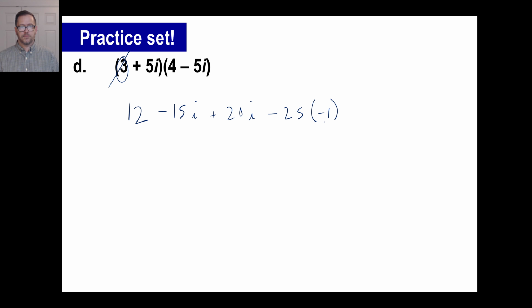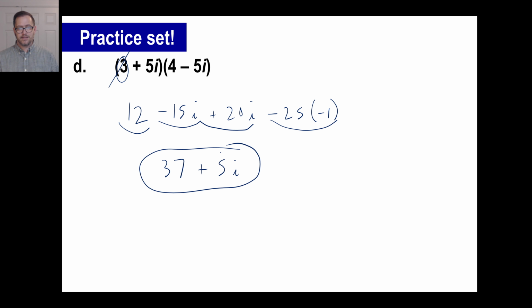So let's get the reals first. There's a 12. There's the negative 25 times negative 1, which is just plus 25. So that'll be 37. The imaginary part is these two together, which will give you a total of 5i, and that is it. There you go. Real plus imaginary, that's standard form. So, all right, have at it.